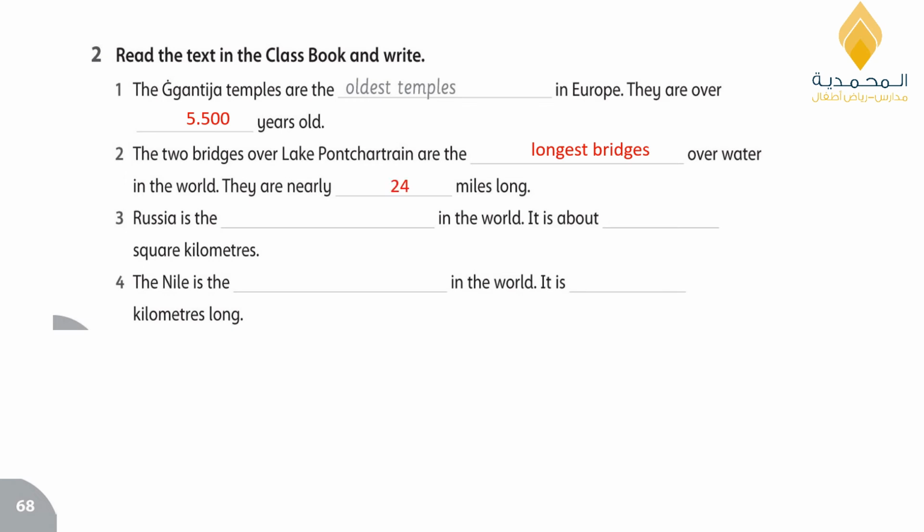Number 3. Russia is the biggest country in the world. It's about 17,075,400 square kilometers. Number 4. The Nile is the longest river in the world. It's 6,695 kilometers long.